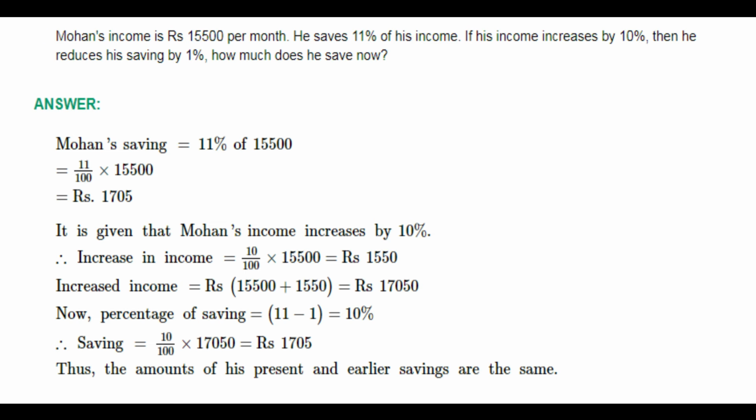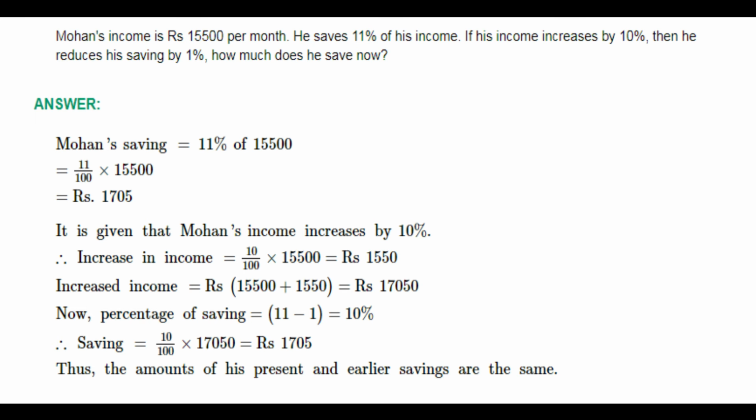So in this sum they are telling you Mohan's income is rupees 15500 per month and he saves 11% of his total income. Now if his income is increased by 10%, then his savings is reduced by 1%. They are asking you how much does he save now. So Mohan's saving is 11% of his total income, that is 15500. So 11% of 15500 is rupees 1705.